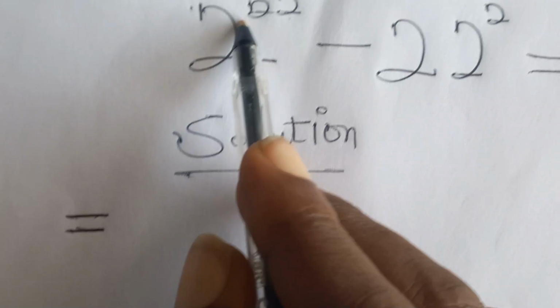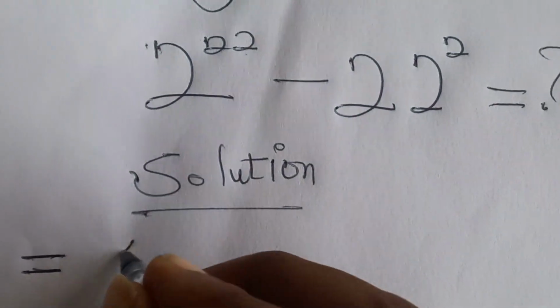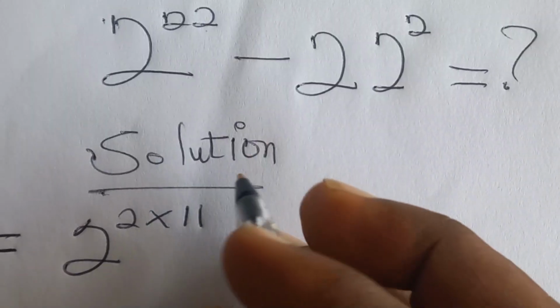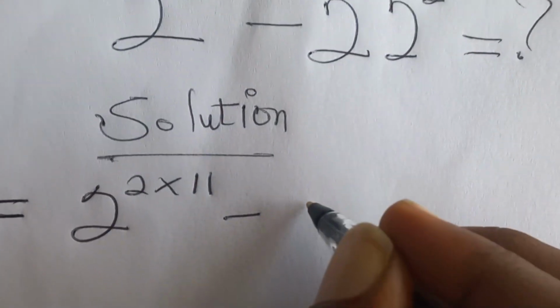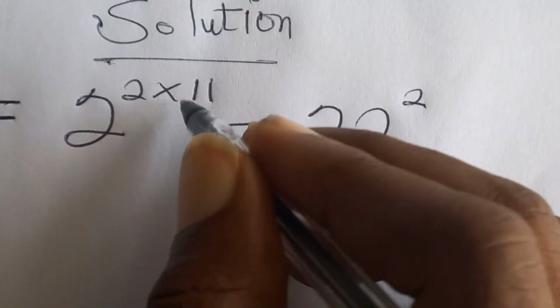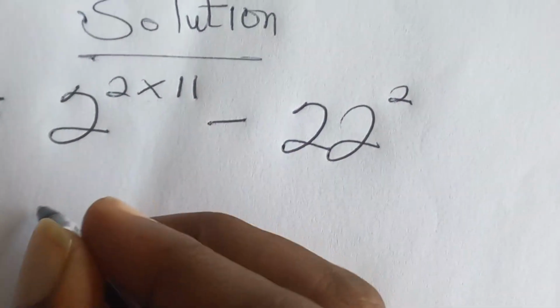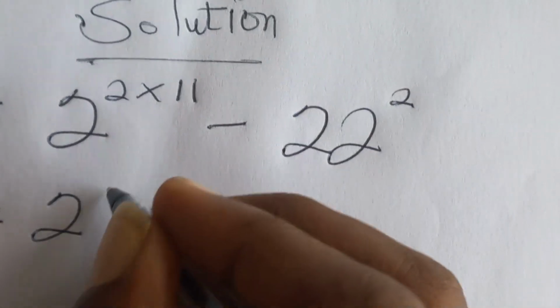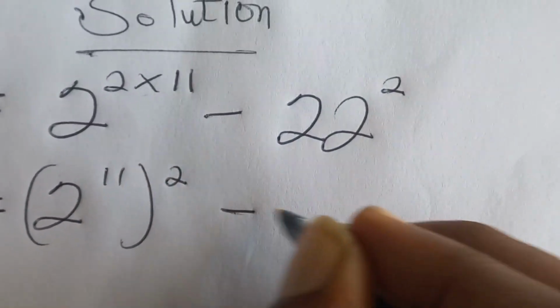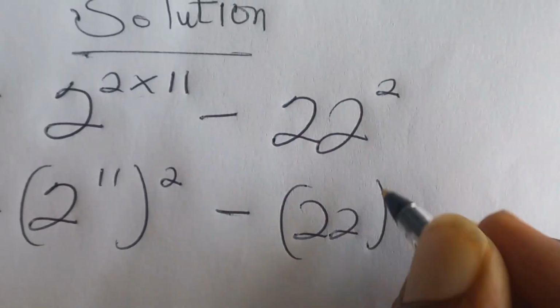So this 2 exponent 22, we can rewrite it as 2 exponent 2 times 11, minus 22 exponent 2. So from here, we can write this as (2 exponent 11) squared, minus 22 squared.